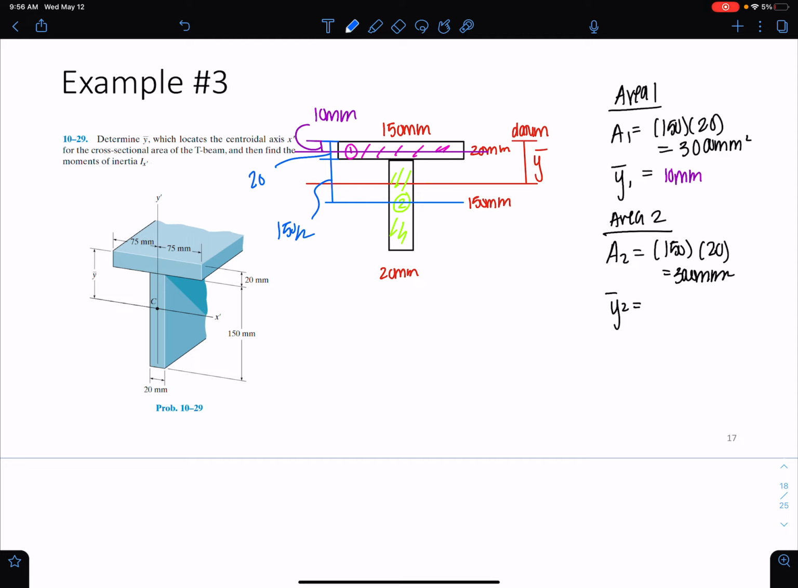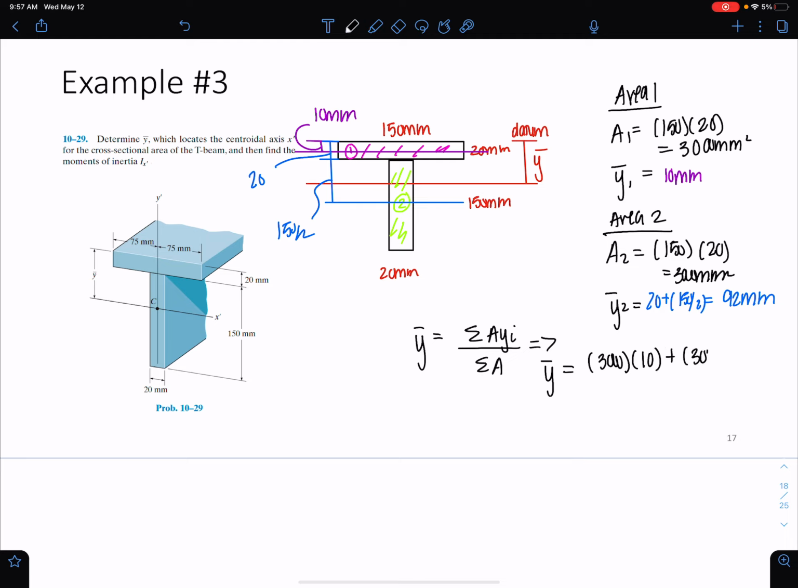So we get 92. Now let's go ahead and calculate y bar, which is the sum of A y divided by the sum of A. I'm going to write this all out: y bar equals 3,000 times 10 plus 3,000 times 92, divided by 3,000 plus 3,000, and we get 51 millimeters from the top.